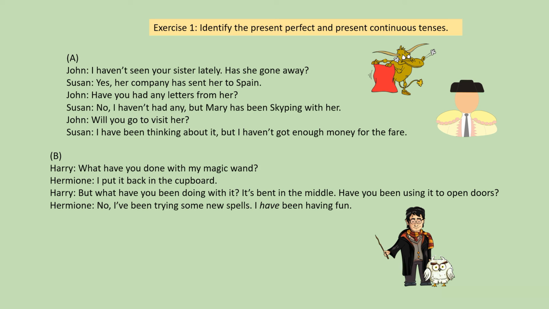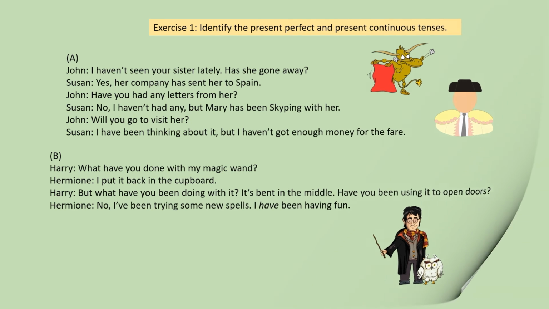Exercise B. What have you done with my magic wand? I put it back in the cupboard. But what have you been doing with it? It's bent in the middle. Have you been using it to open doors? No, I've been trying some new spells. I have been having fun.